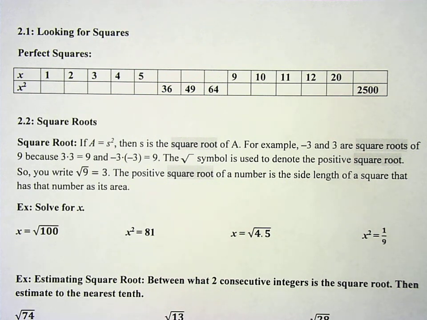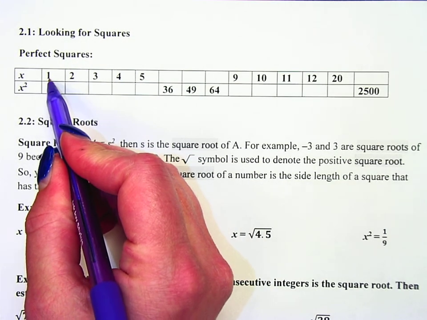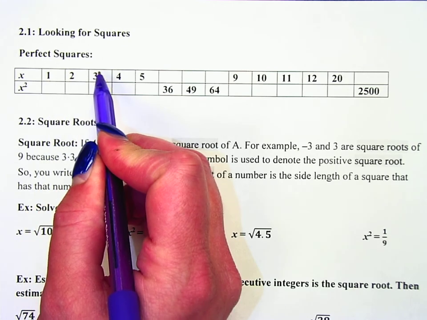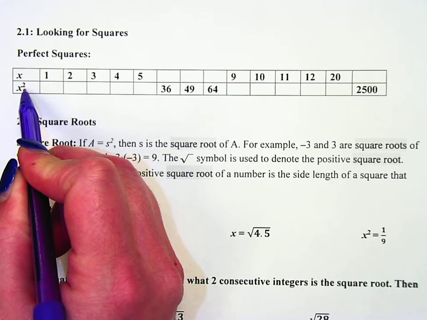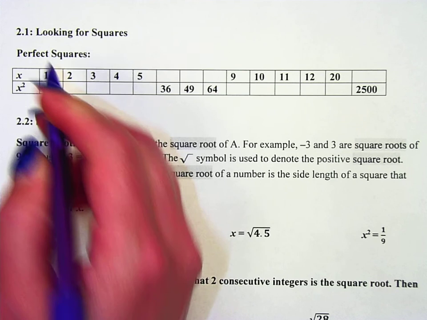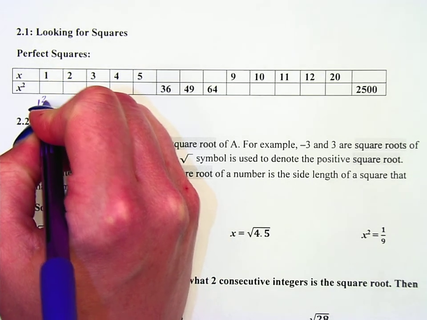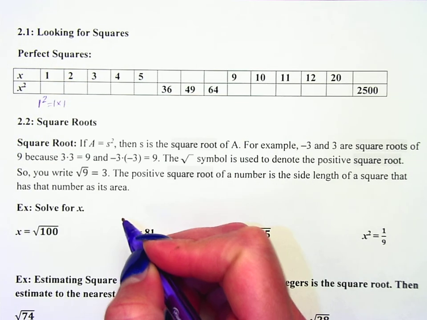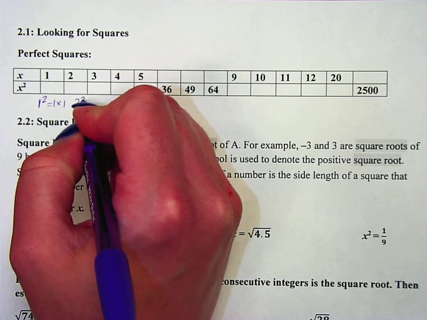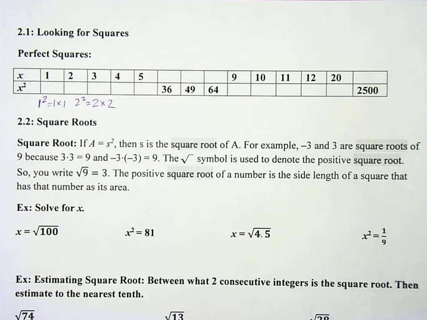This is the notes for 2.1 and 2.2 square roots. We're going to start by just making a list of all of our perfect squares. A perfect square meaning that I did 1 times 1, 2 times 2, 3 times 3. Okay, so when it has that x compared to the x squared, this 1 squared means that we did 1 times 1. Or the 2 squared would mean we're supposed to do 2 times 2.